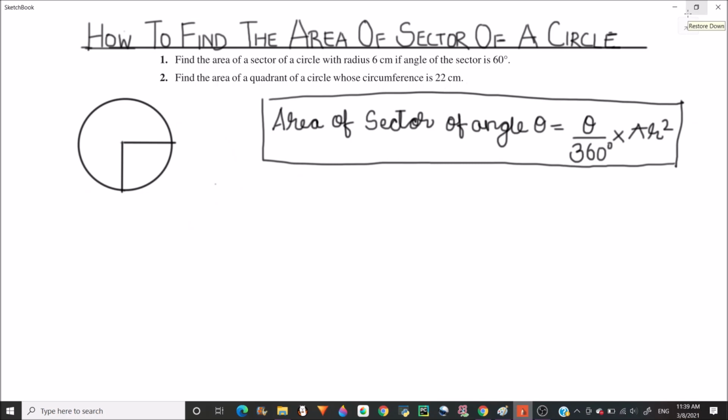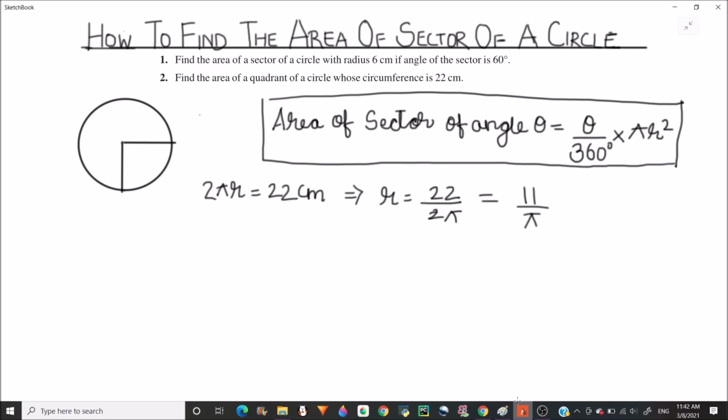So formula for the circumference of the circle is 2 pi r, which is equal to 22 centimeters. So from this relation we can find the value of radius. So r will be equal to 22 over 2 pi, which gives us 11 over pi. So this is our value of r.